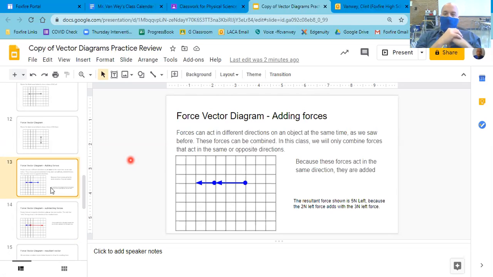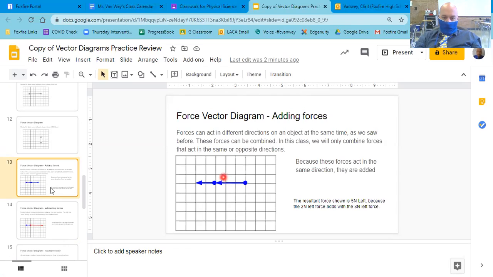In a physics class, you can have one force acting on the right side of a box and another force acting on the left side of the box. It's going to cause the box to spin, something like that. But we're not going to do that here. We're not in a physics class. This is physical science. Anyway, these forces, because they act in the same direction, they get added together.